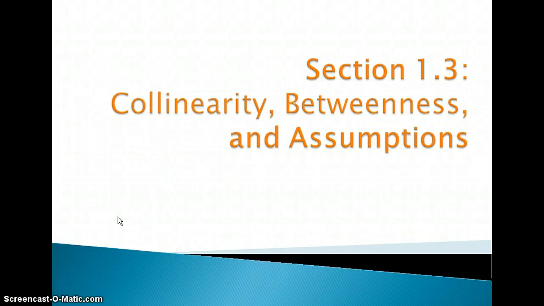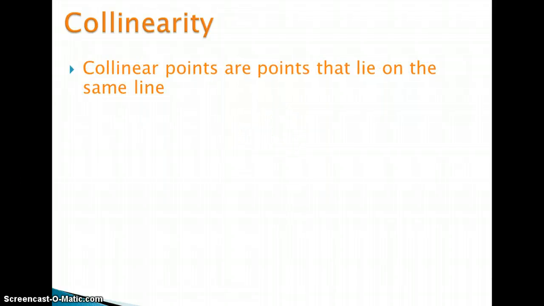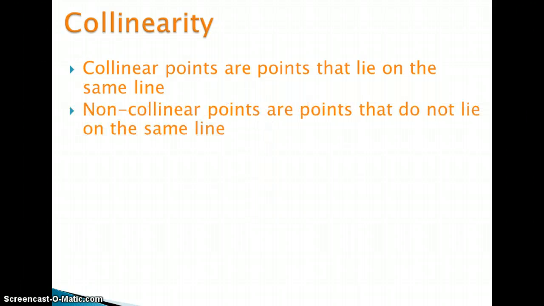Welcome back. We're covering section 1.3, collinearity, betweenness, and assumptions today. We're going to start off with the definition of collinearity and show a quick example of what is collinear and what is not. Collinear points are points that lie on the same line. Usually we're going to talk about more than 2 points. Non-collinear points are points that do not lie on the same line.